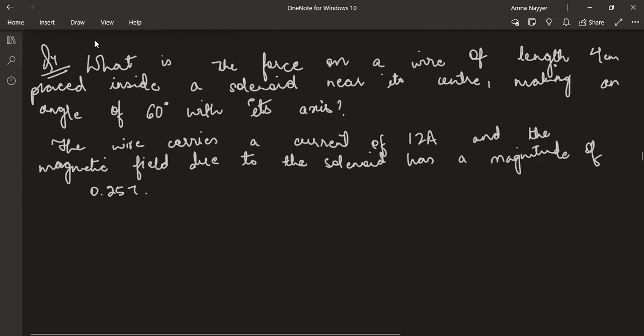What is the force on a wire of length 4 centimeters that is placed inside a solenoid near its center, making an angle of 60 degree with its axis? The wire carries a current of 12 ampere and the magnetic field due to the solenoid has a magnitude of 0.25 Tesla. So you will use the formula F is equal to I L B sine theta. Fine. So here theta is given as 60 degree.